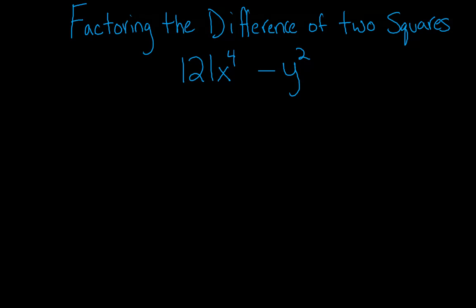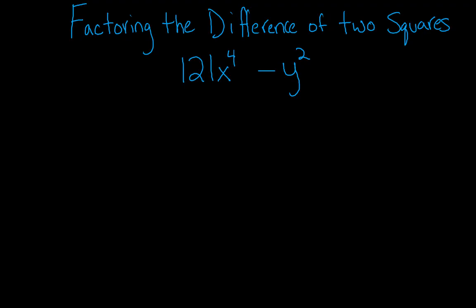Welcome everybody. In this video we're going to learn about factoring the difference of two squares. When you're given a polynomial with two terms, or in other words a binomial, and both of the terms are perfect squares and we're subtracting them, or in other words finding the difference, so we have a perfect square minus a perfect square, we can factor by taking the square root of both terms.